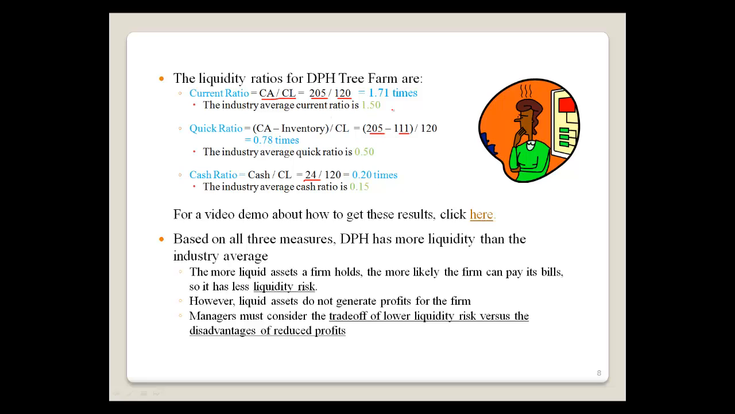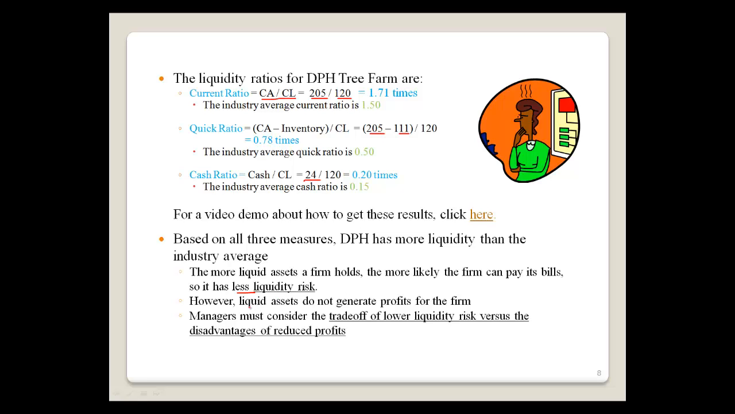So if we look at these readouts, you may think, okay, 1.71, so what? By looking at these numbers, we can say that the company has higher liquidity, or say more liquidity, than the industry average. Usually we say the more liquid assets a company holds, the higher liquidity ratio it has, then the more likely the company can pay its bills, or say pay off its current liabilities. So that means it has less liquidity risk. So liquidity risk simply is the risk of you not having enough liquidity and therefore cannot pay your bills.